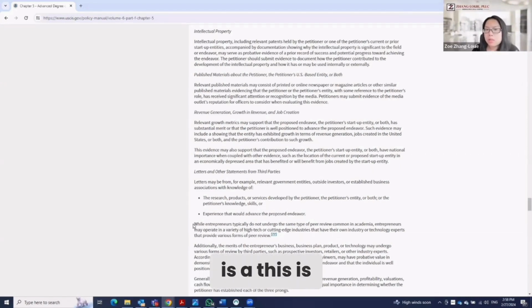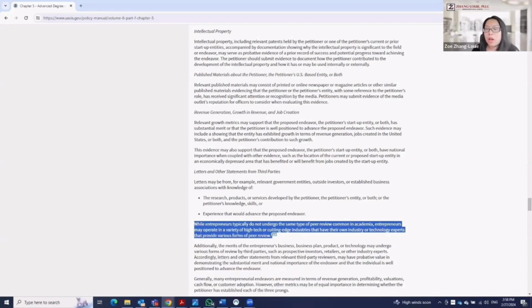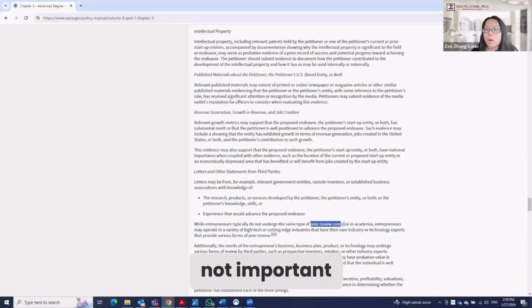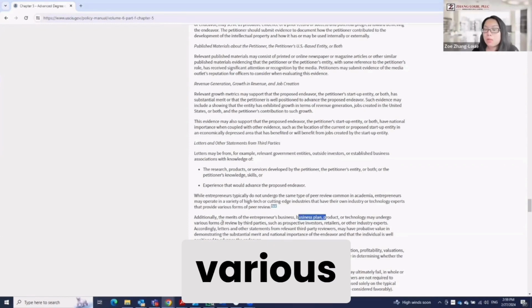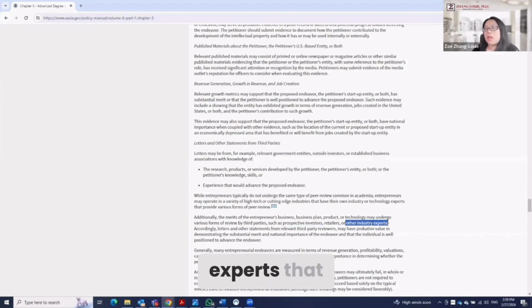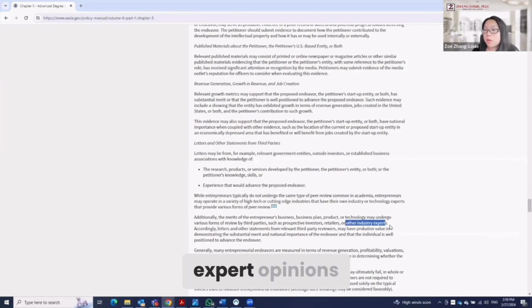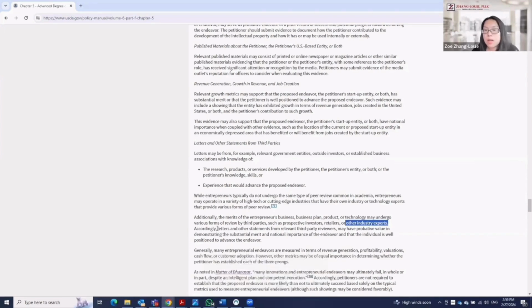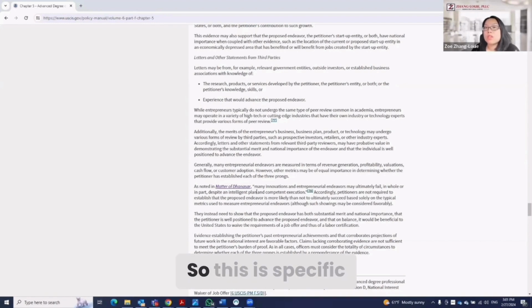And this is important in this last paragraph here: entrepreneurs do not undergo the same type of peer reviews. They operate in a variety of high-tech, cutting-edge industries. So this means that research papers are not important because they don't apply in this case, and USCIS recognizes that. As for substantial merit, the business plan may undergo various forms of review by third parties, like prospective investors, users of your products, and other industry experts, so we can get expert opinions. If your initial application is challenged, we can get expert opinions to say, hey, USCIS, this expert recognizes the merits of my case.